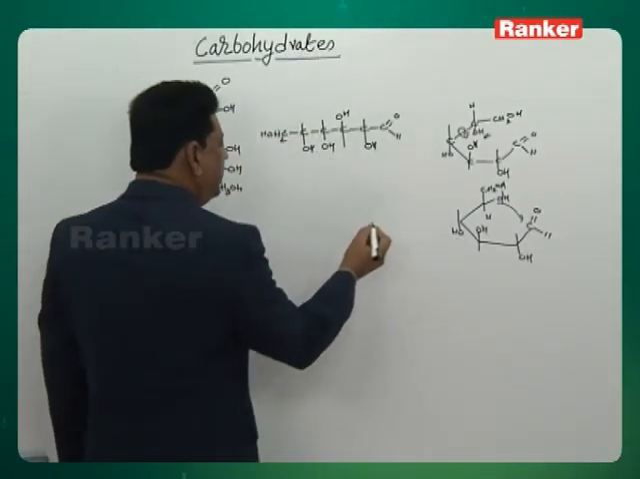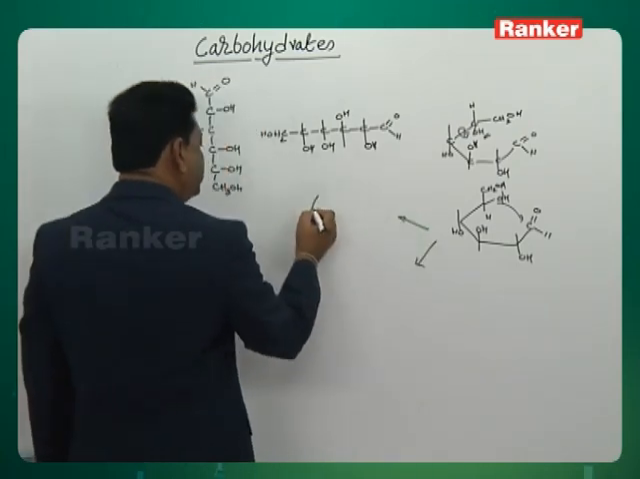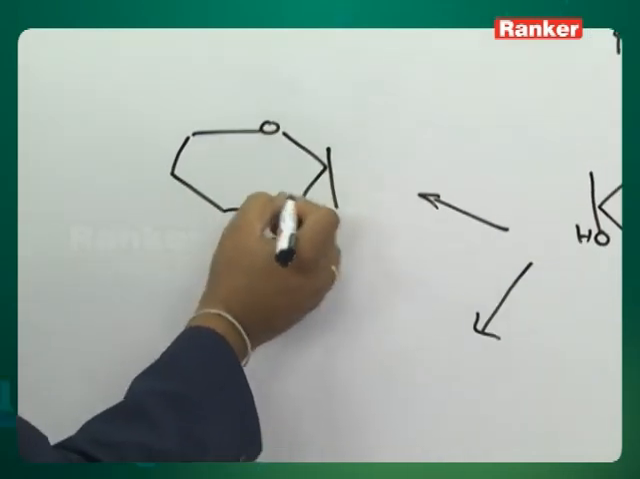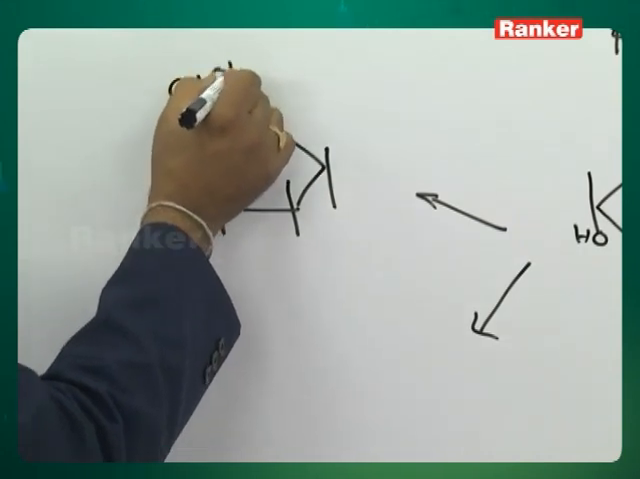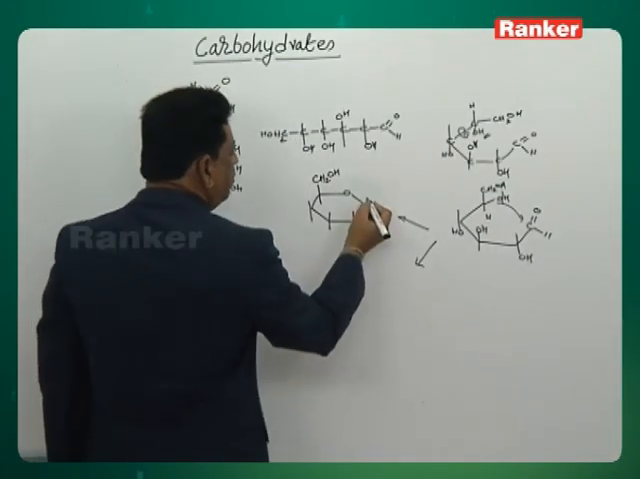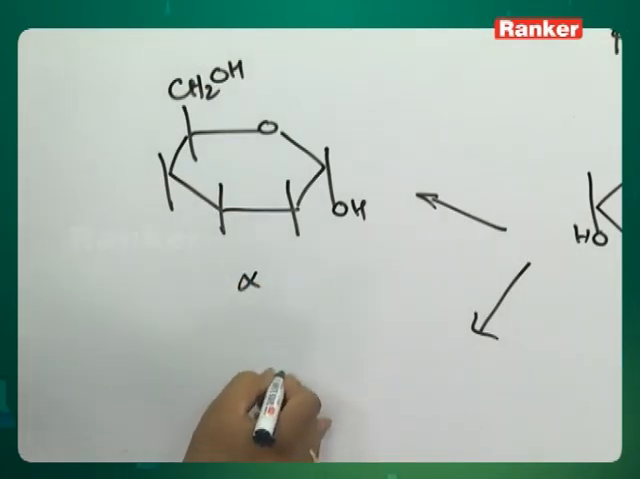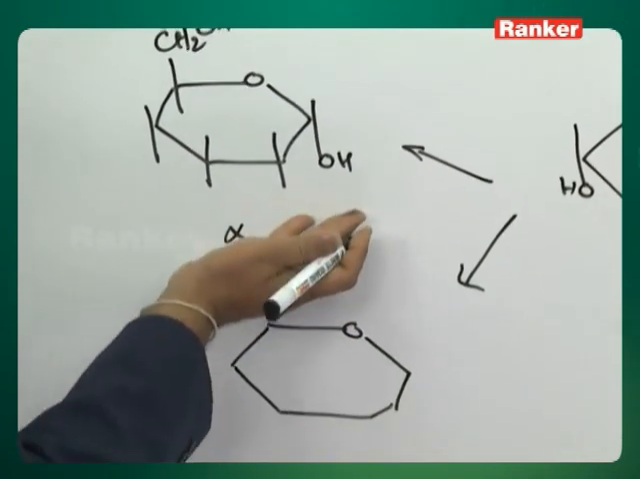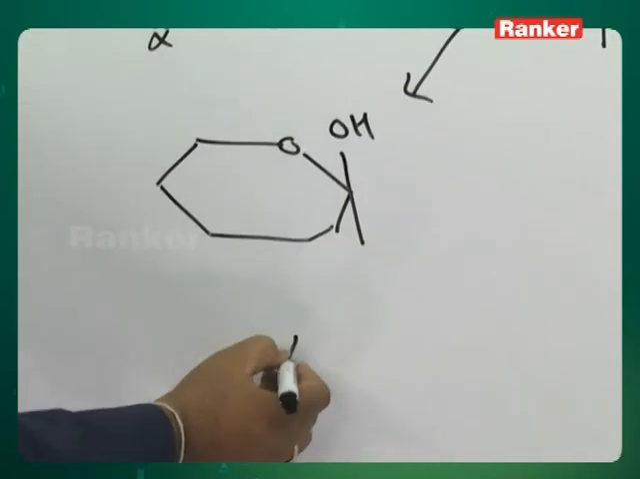So, now we get two different types of cyclic structures, in which here you have an oxygen, first, second, third, fourth, fifth one is CH2OH, that is the sixth carbon. If the OH is down, we call it alpha. If the first OH is going up, we call it beta. Alpha, beta, okay, right. So, the OH is up means beta.